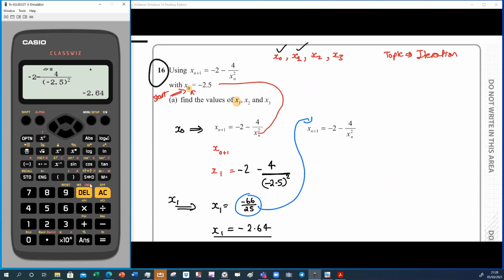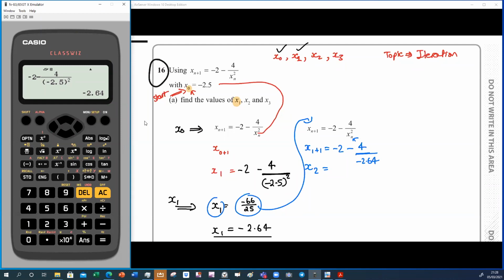Okay, so we're going to put the x1 value into here. So what happens if we put x1 into n? What's 1 add 1? 2. x2. It gives you the x2 value. So it'll now be minus 2 minus 4 over the x2 value, where the x1 value will go into there. What should we put in there? Minus 2.64? Yeah. Okay, lovely.